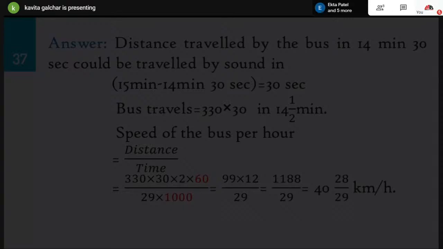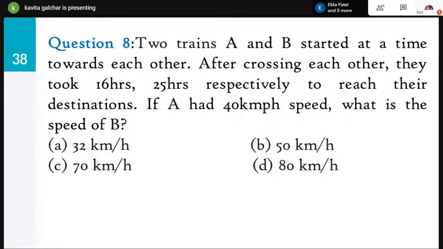See the next example. Two trains A and B started at a time towards each other. After crossing each other, they took 16 hours and 25 hours respectively to reach their destination. If A had 40 kilometer per hour speed, what is the speed of B?